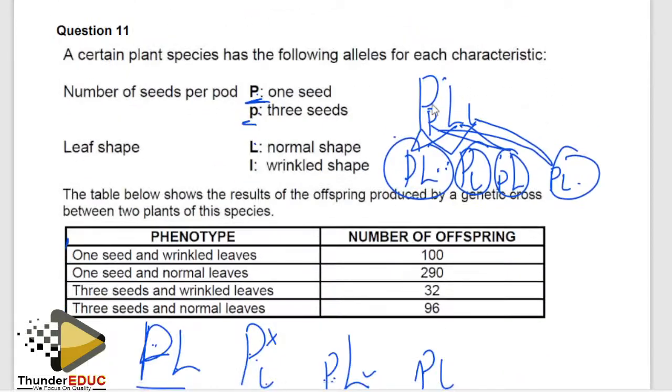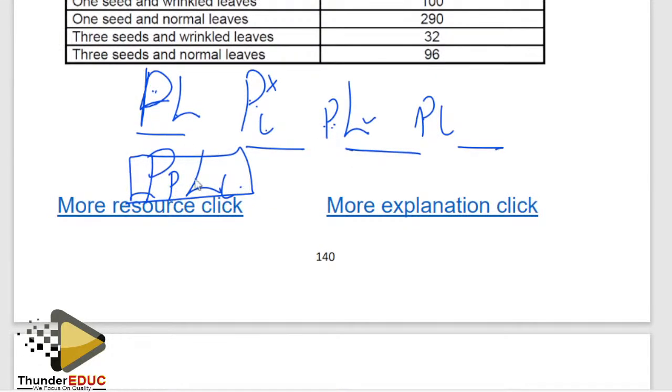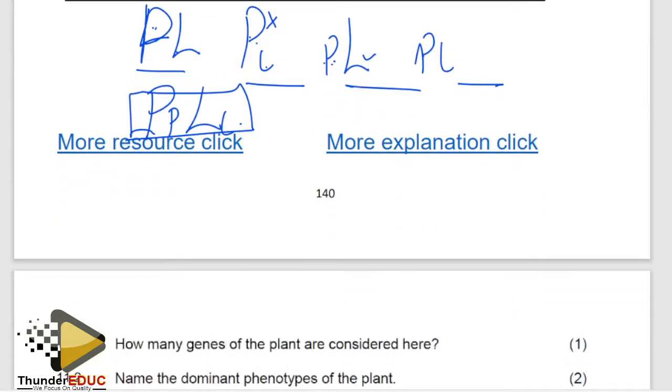Check. It's the same thing. Capital P, small p, capital L, small l. And then when you come here, it's capital P, small p, capital L, or capital L, small l. So that's how you can identify that.